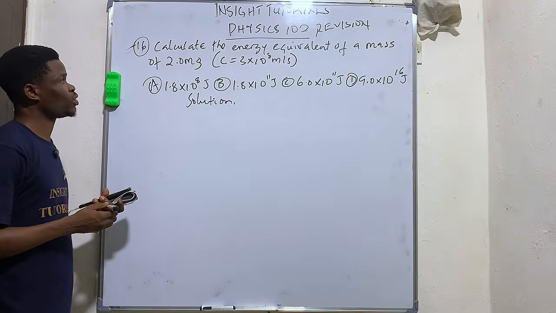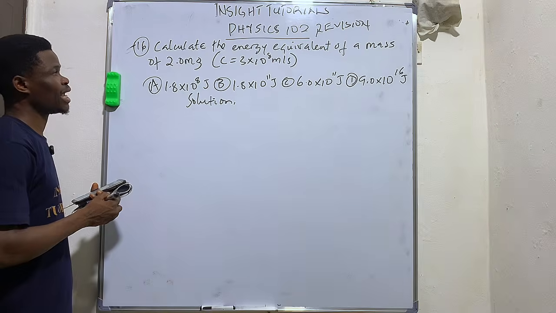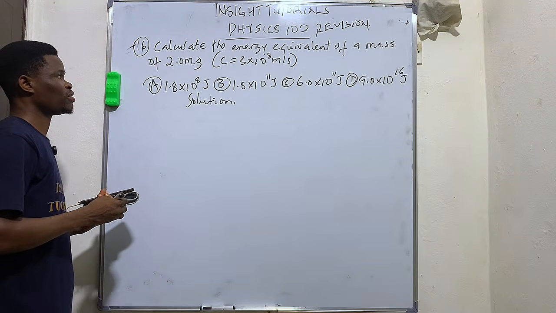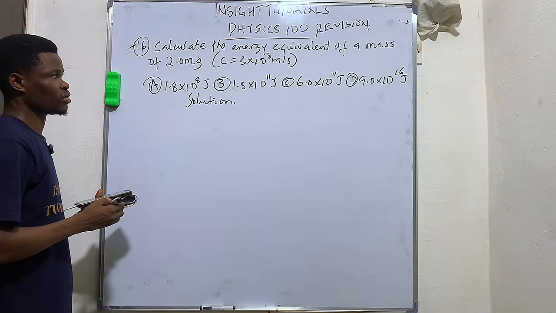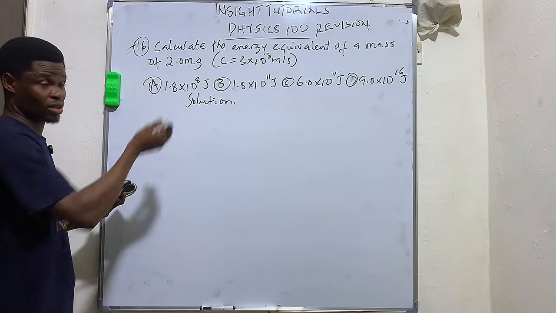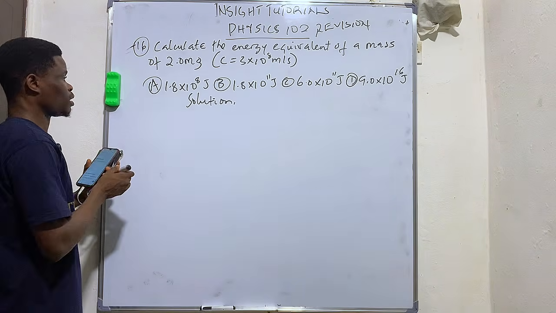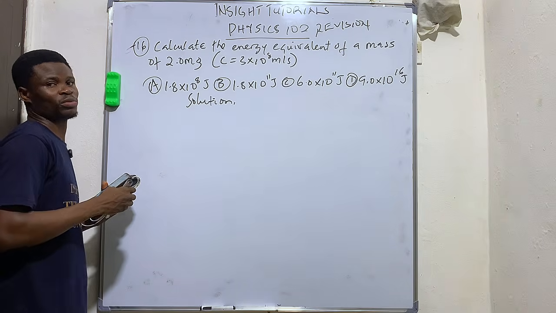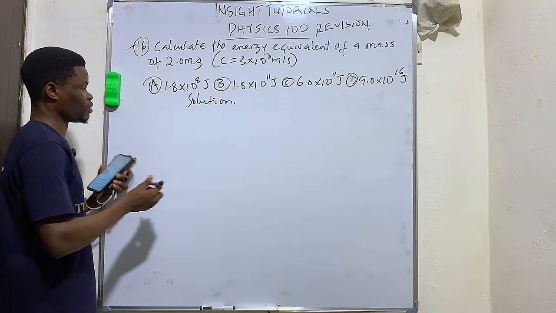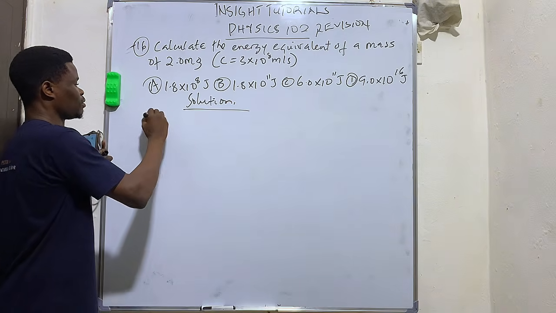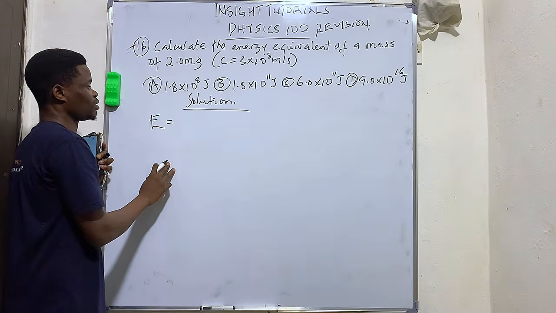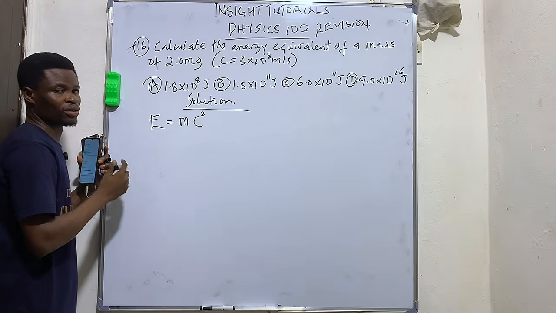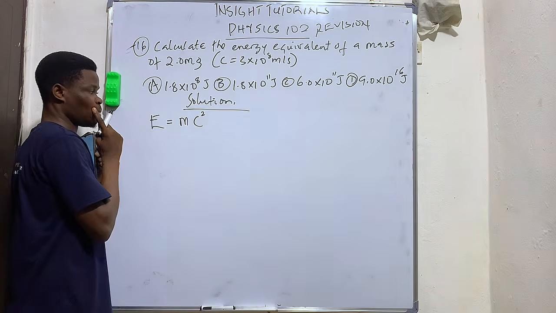All right, we have to find the energy equivalent. So we calculate the energy equivalent of a mass of 2.0 milligram, and the constant of the speed of light is given there. These are the options we are given, and for us to determine which option is correct, we're going to solve using this formula. The energy equivalent is equal to the mass times the speed of light squared. This is the formula I'm going to apply.